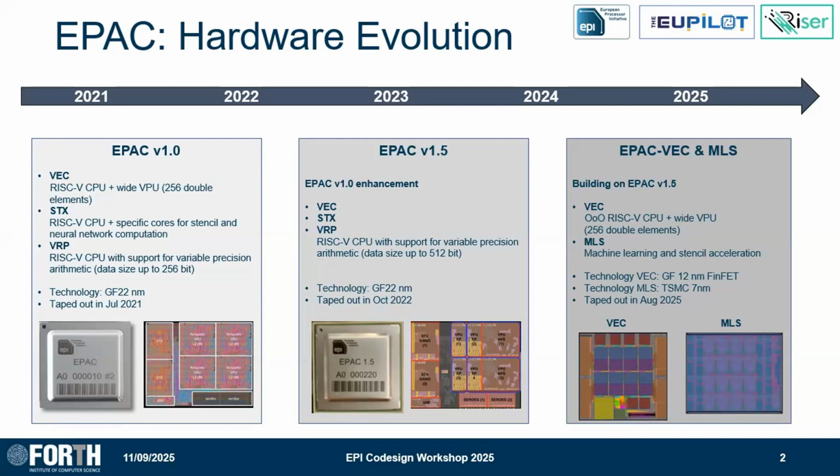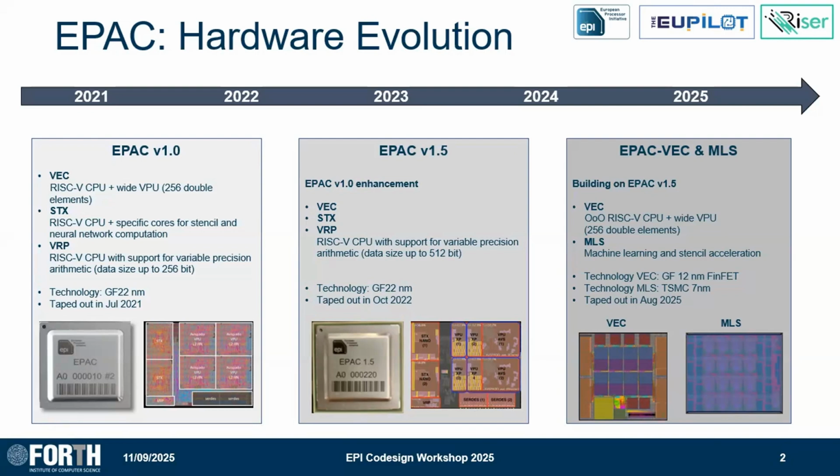We targeted the GlobalFoundries 22 nanometers technology, taped out in 2021, and we followed up with another tape out on EPAC. We call it 1.5, mostly enhancements on EPAC. That was taped out a year later, in October 2022. And you've seen this several times over presentations, booths, events, summits, workshops.